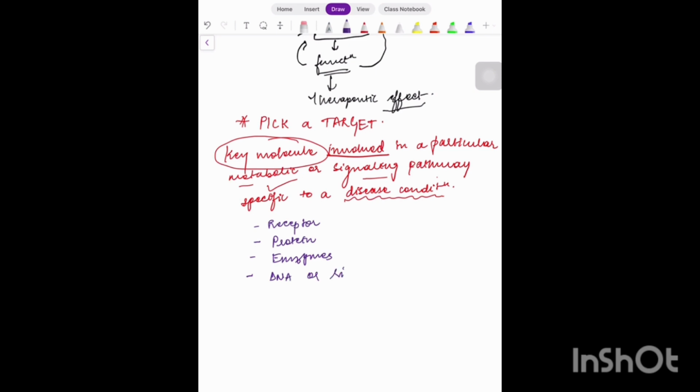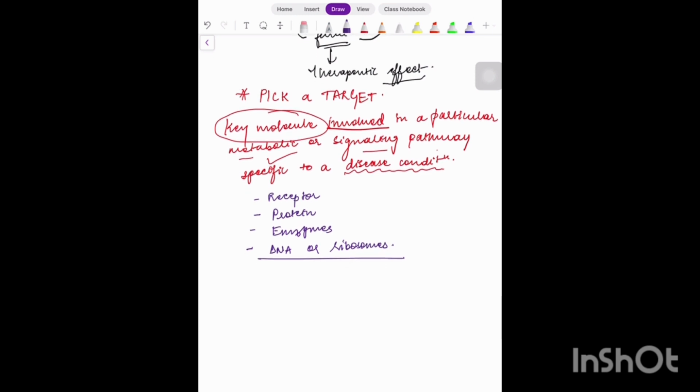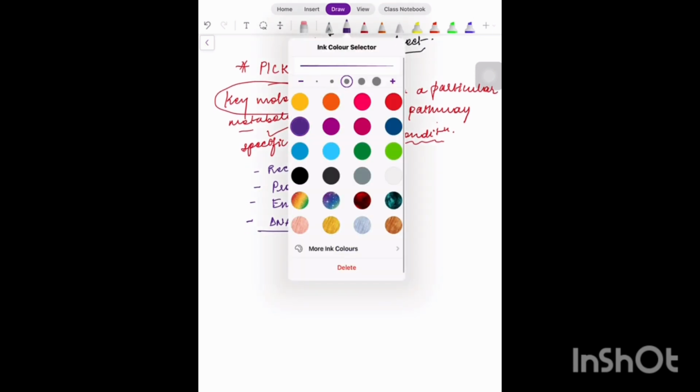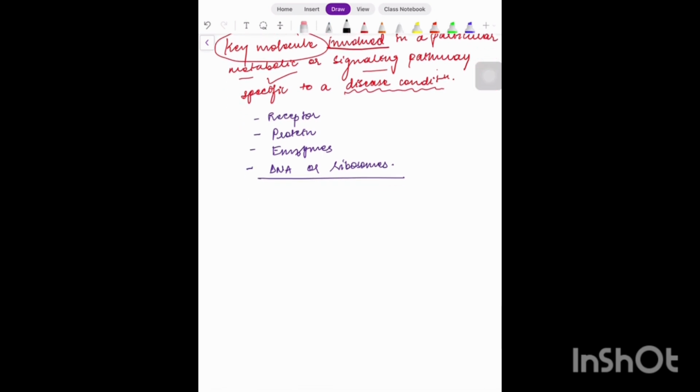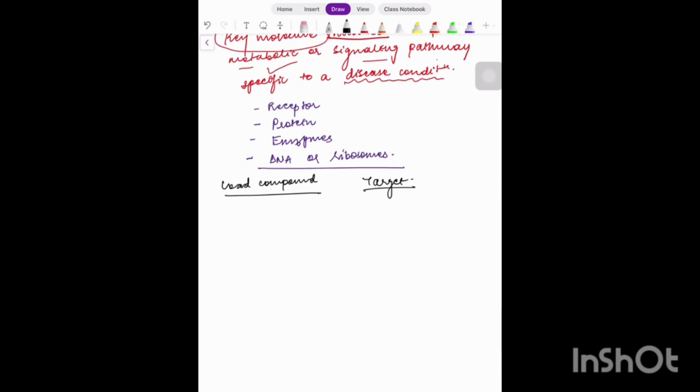People generally misinterpret this target as the lead compound. The lead compound is something different, which we'll study further in the coming session, and target is entirely something different. If you look at its literal meaning, what does target mean?